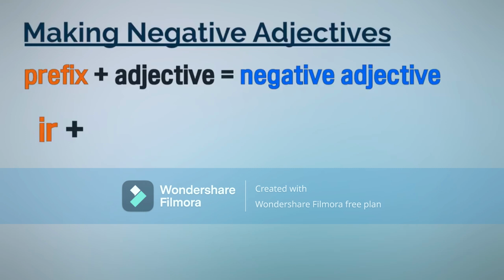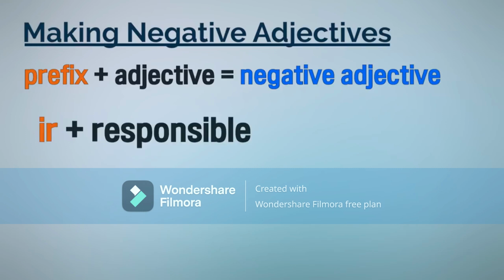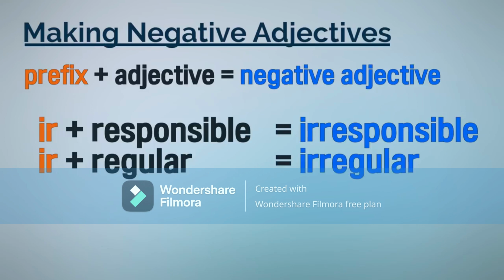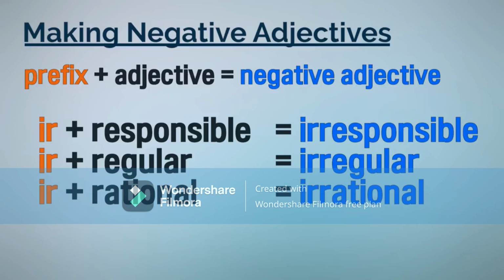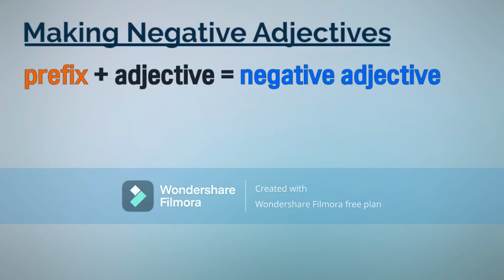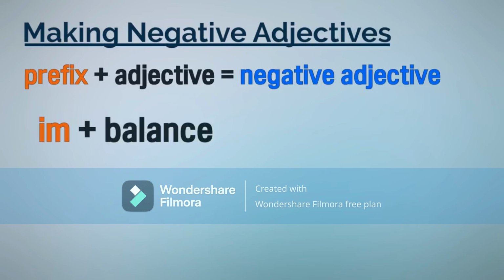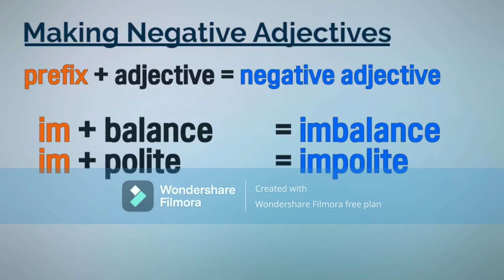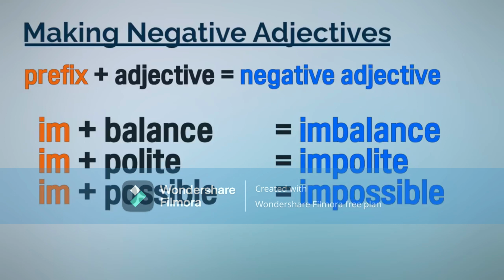The prefix ir now, ir. For example, responsible, irresponsible, regular, irregular, rational, irrational. Then we have the prefix im, for example, balance, imbalance, polite, impolite, possible, impossible.